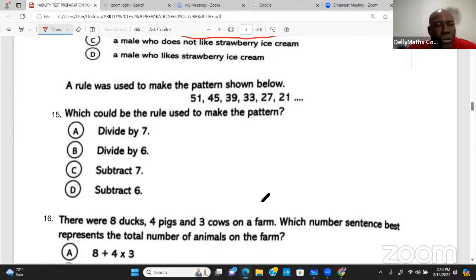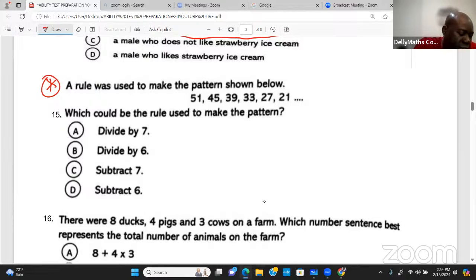All right, so number 15, what we want to do is study this rule. It says, a rule was used to make the pattern shown below. So we have 51, 40, 45, 39, and it keeps going like that.